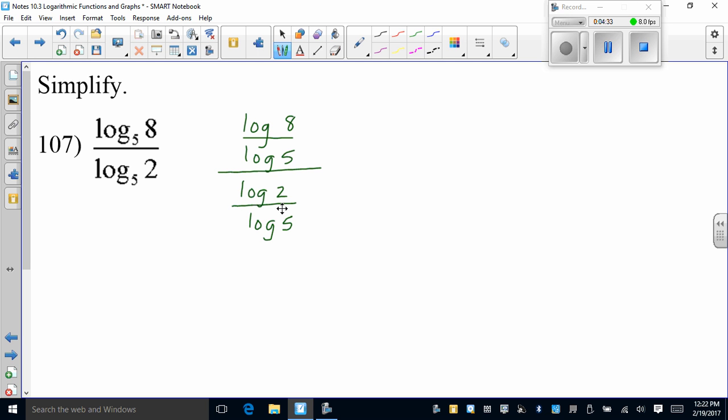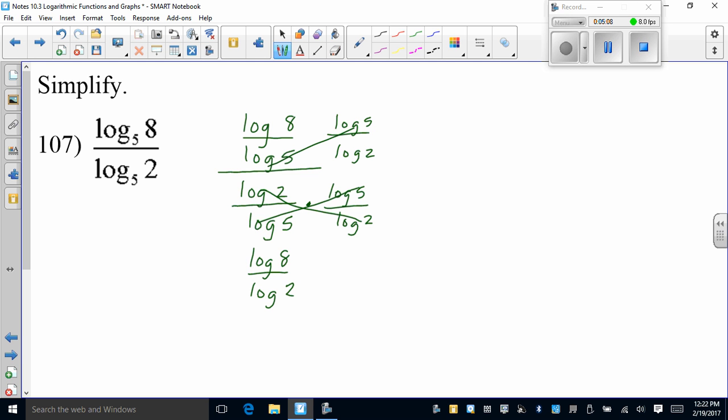With our complex fraction, we multiply by the reciprocal of the denominator: log of 5 over log of 2. And you can see that these are going to cancel out, and you're left with log of 8 over log of 2. Now you can reverse your change of base.